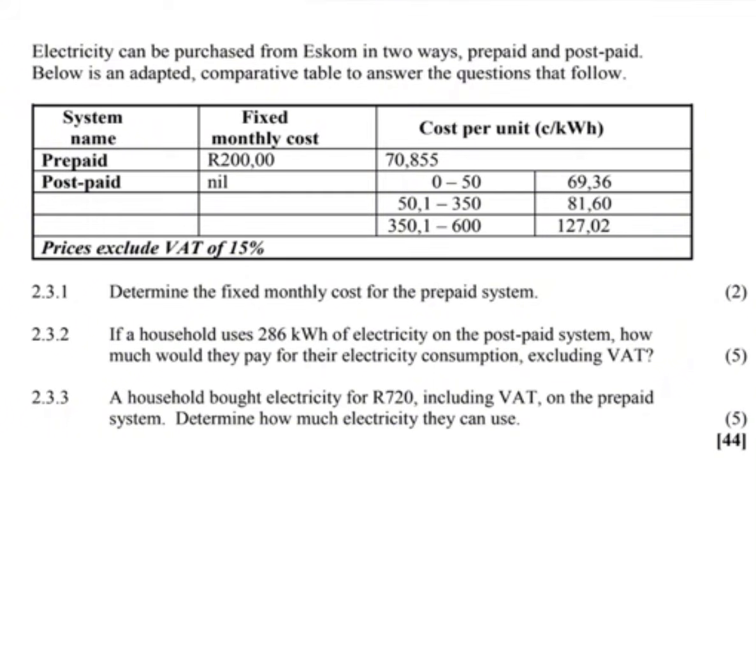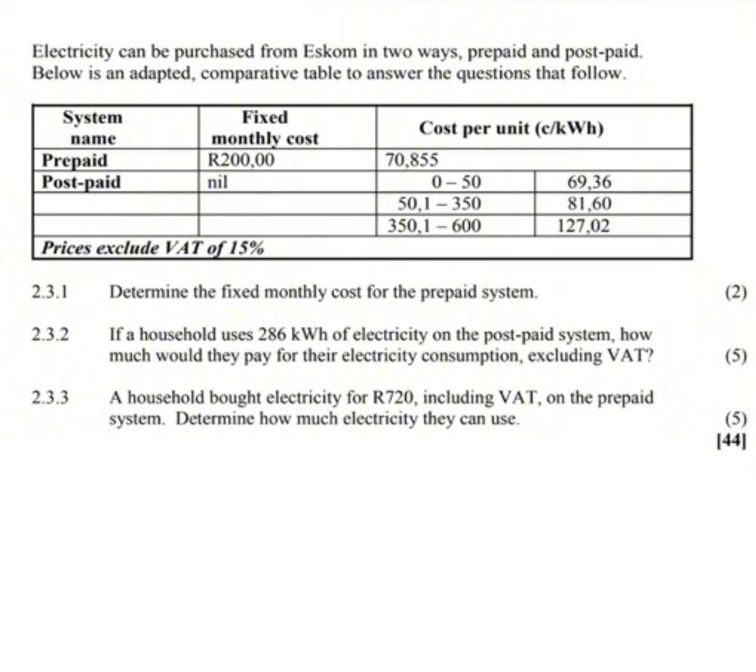The system name, we have prepaid and postpaid. The fixed monthly cost does not matter whether you have used electricity or not. You must pay it if you fall under the prepaid, which is 200 rands. For postpaid it is nil, it means that it does not apply. It is 0 there.